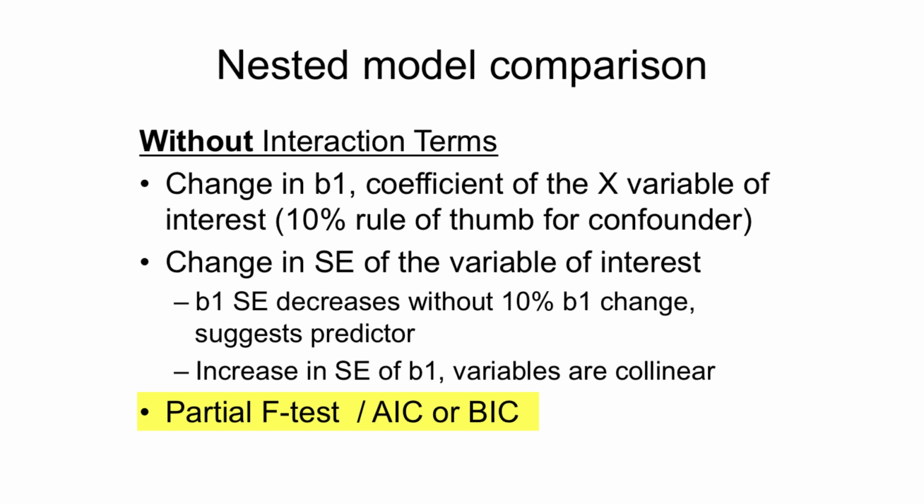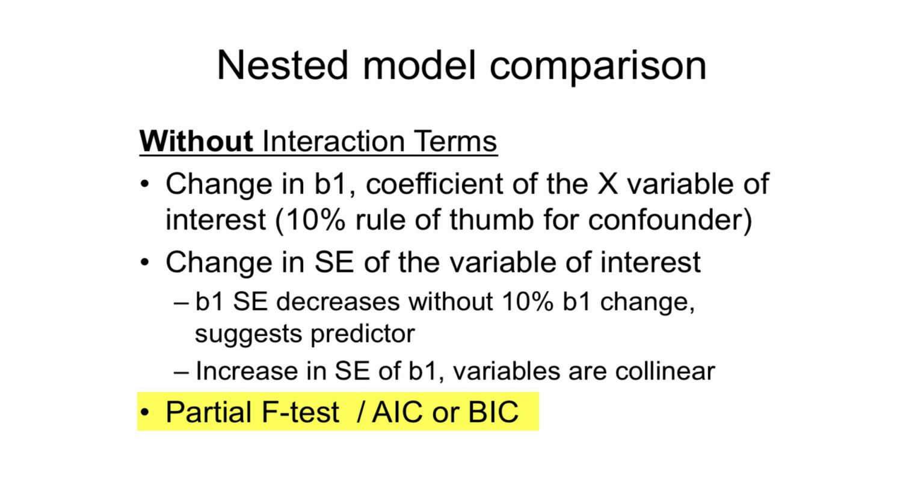You could also use the AIC or BIC, which can be used with both nested and non-nested models. Like a significant partial F-test, a lower AIC or BIC with the addition of a variable suggests that this new variable improves the model predictive power or makes the model better. If the variable was not found to be a confounder, but the partial F-test was significant or the AIC was lower, this suggests the variable is another predictor of the outcome.